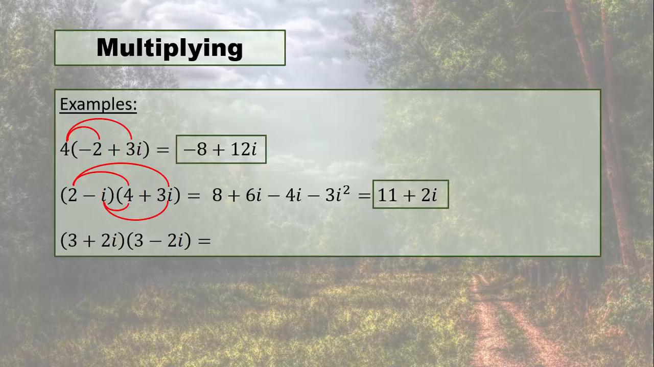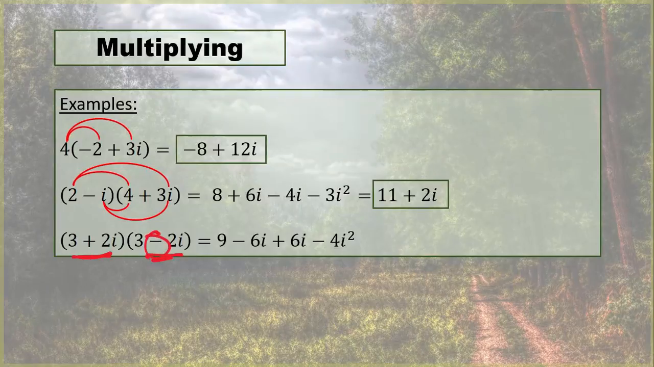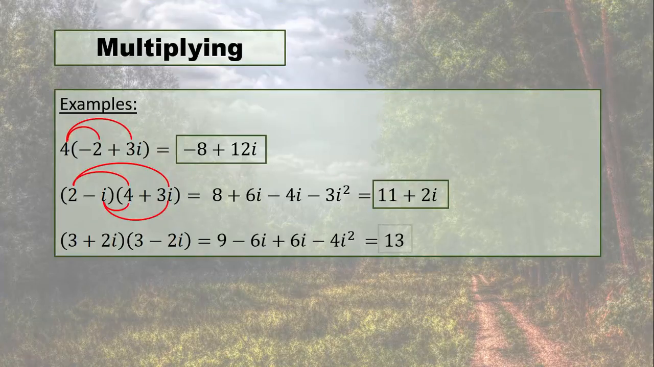And lastly, another distributive problem. Hopefully you recognize that the middle terms end up canceling out, because this is the same thing here and here, except different signs there. So those two terms are going to cancel. This becomes plus 4. Our final answer is just 13. All right, so hopefully you guys get the hang of that.